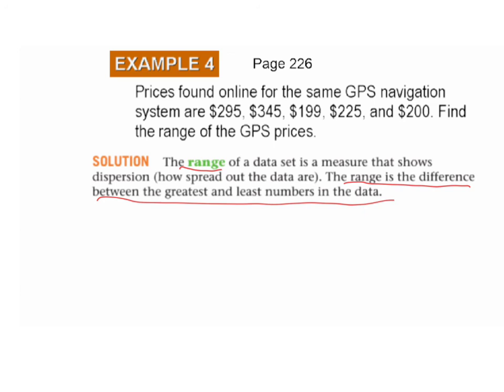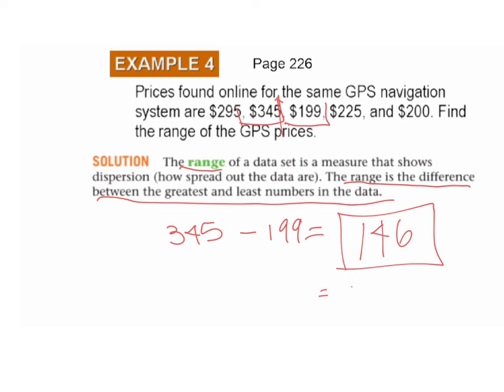So the biggest number here, we don't have to go through all the trouble of putting them in order. If we were doing the median or something like that, we would. When they are in order, it's easier to tell which one's the largest number and which one's the smallest number. But we can tell by looking at this that 345 is the biggest number. So we're going to go 345, and we're going to subtract the smallest number, which, if you scan these numbers, 199 is the smallest number. So minus 199. And when you do that, 146, that is the range of these prices. Get that down in your notebooks, and we'll go to the next slide.